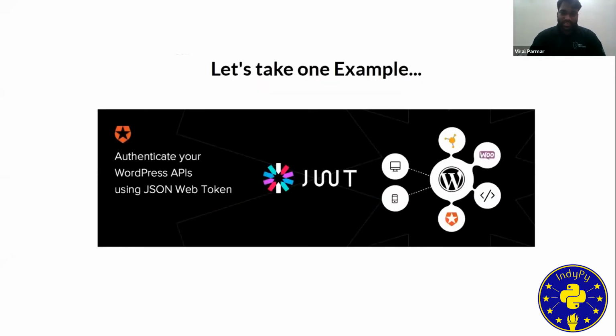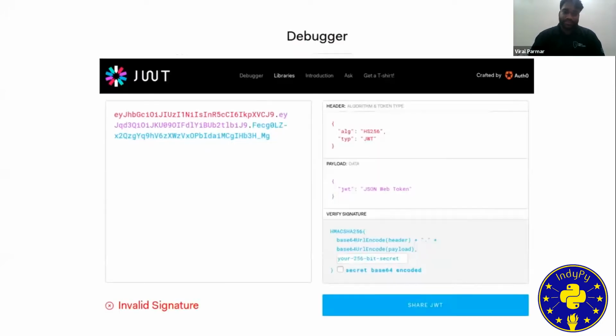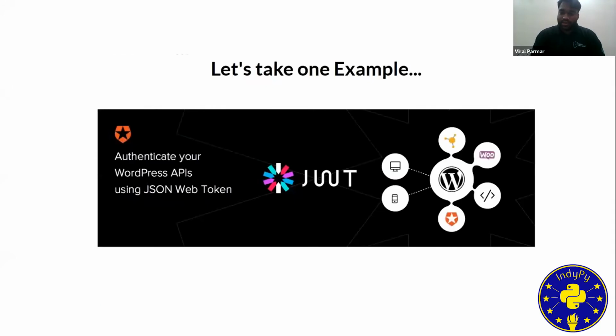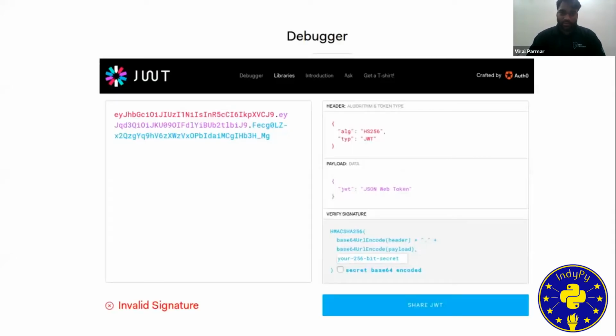So this is an example. I have one or two examples here to show you how or where JWT authentication you can use. Like we can use it to authenticate your WordPress APIs using JWT tokens. Also in Salesforce. I think I removed the slide. Yeah, you can do it in Salesforce, and there is a demo here.